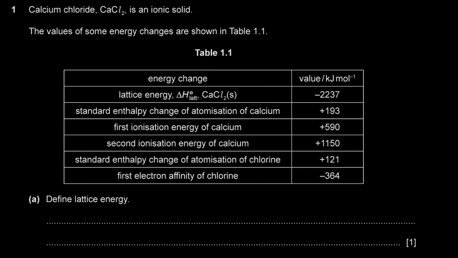Question number 1 says calcium chloride, CaCl2, is an ionic solid. The values of some energy changes are shown in table 1.1. So here are some energy changes that they've shown in this table. Part A says define lattice energy.